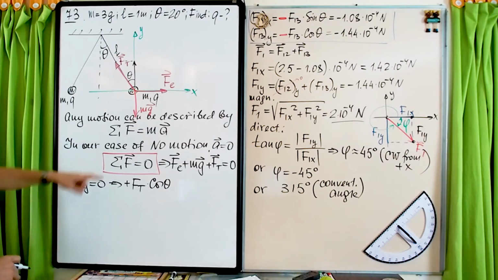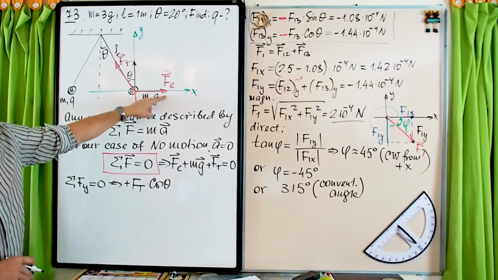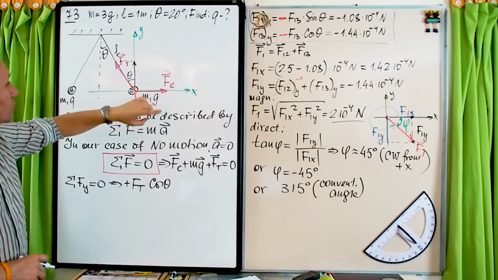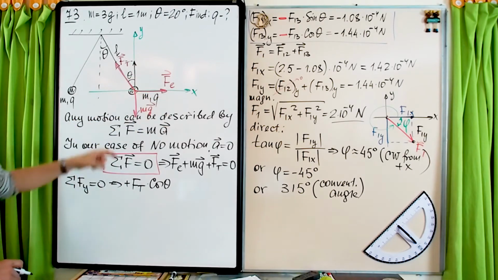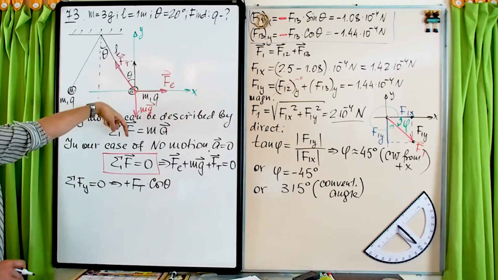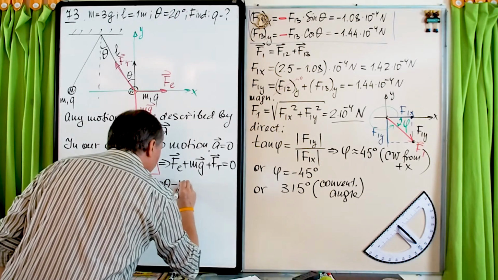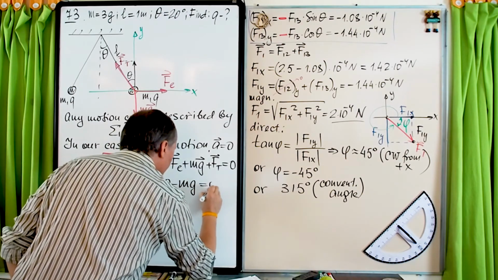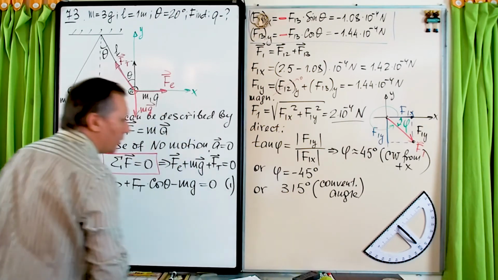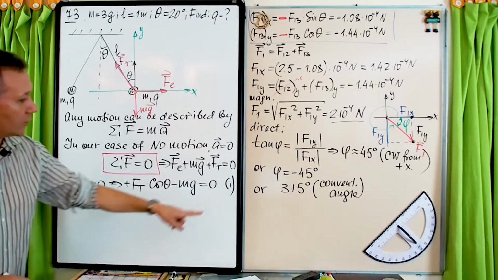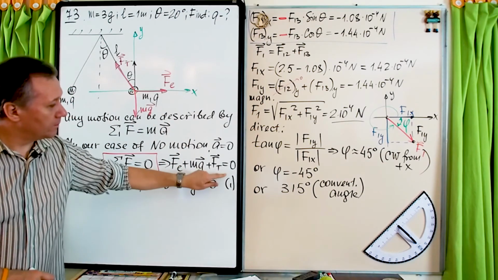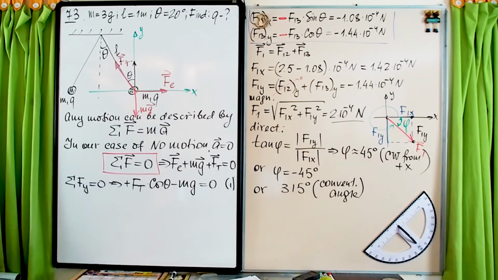Right? Electric force is purely in the x direction, so no contribution, and mg is purely in the y direction, negative y direction. So it's a minus mg equals 0. So that is equation number 1. Right? So now let's do the same with the x components.